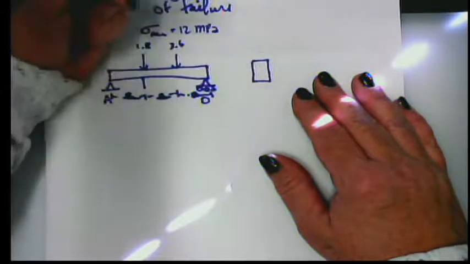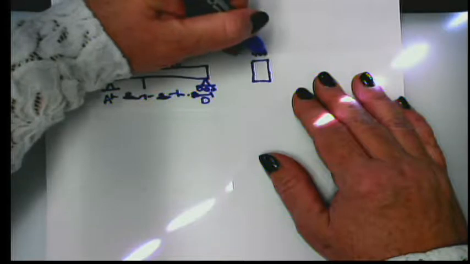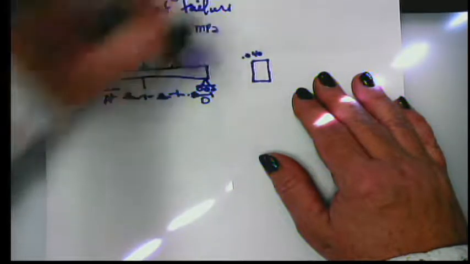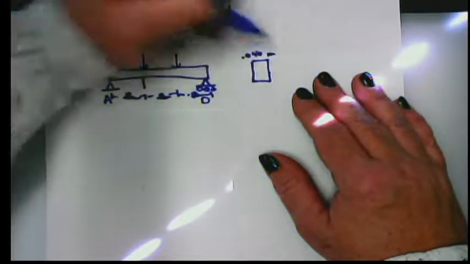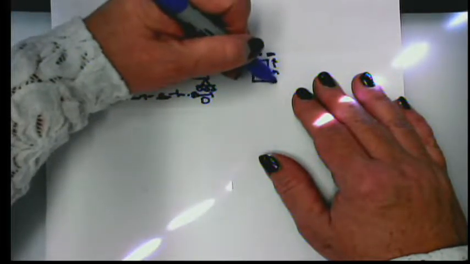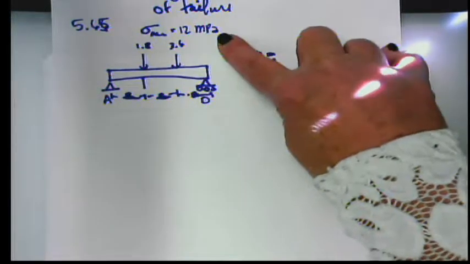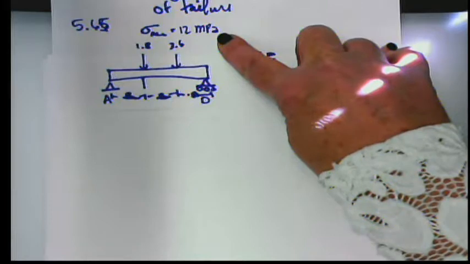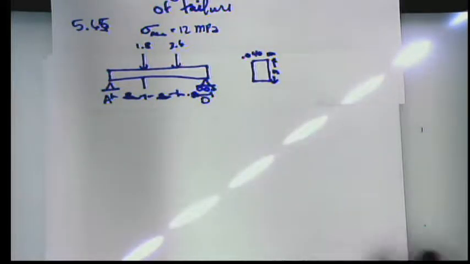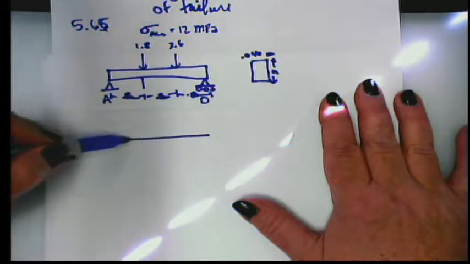And we're told that the cross-section looks like this. It's 40 millimeters wide, so since I'm going to keep everything in meters, I'm going to call that 0.04 meters. And what we're designing for is some height. So in other words, how tall does this have to be in order to not exceed an allowable stress of 12 MPa? All right, so once again, start with our good statics.